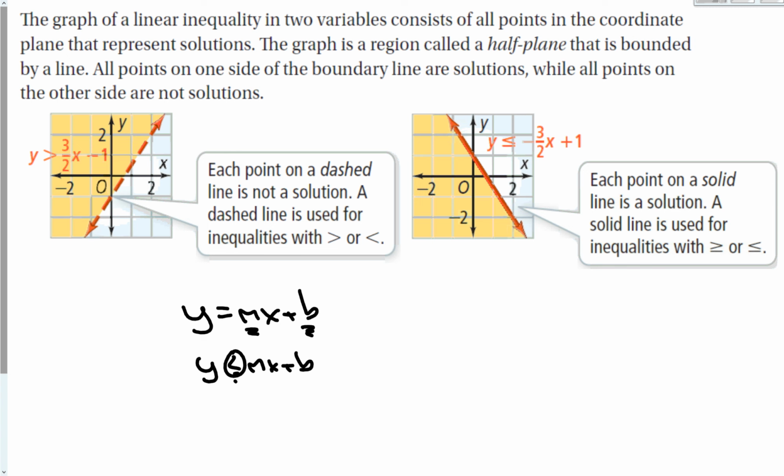If it is a less than or greater than, we're going to use a dashed line, and less than or equal to or greater than or equal to, we're going to use a solid line, okay? And my answers are going to be half of the coordinate plane. That's why it's called a half plane.